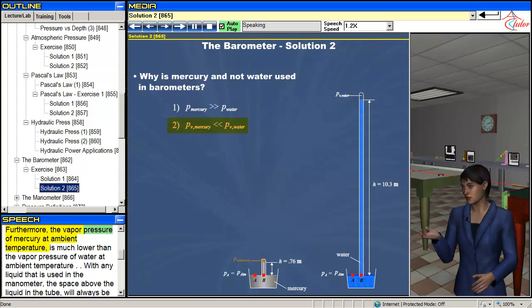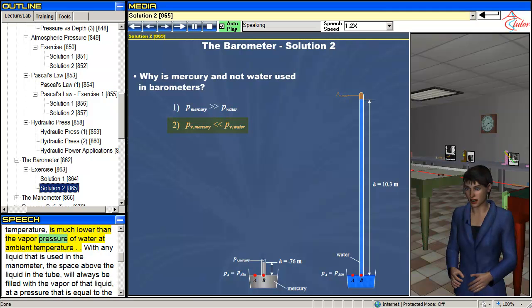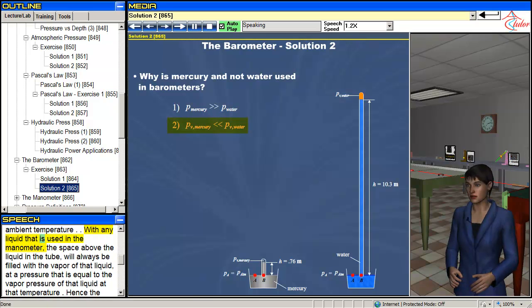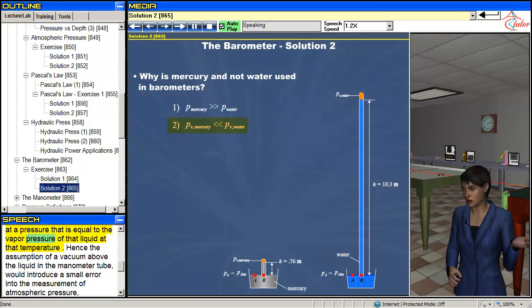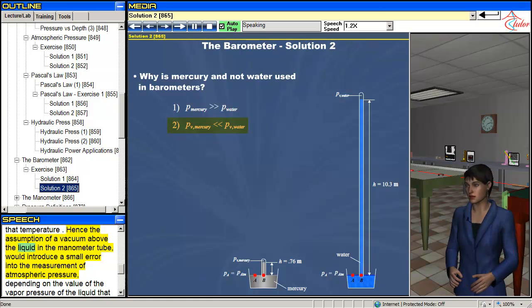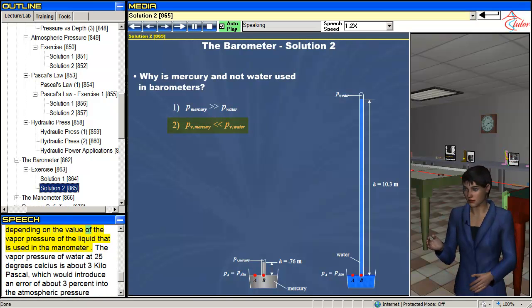Furthermore, the vapor pressure of mercury at ambient temperature is much lower than the vapor pressure of water at ambient temperature. With any liquid that is used in the manometer, the space above the liquid in the tube will always be filled with the vapor of that liquid at a pressure that is equal to the vapor pressure of that liquid at that temperature. Hence the assumption of a vacuum above the liquid in the manometer tube would introduce a small error into the measurement of atmospheric pressure, depending on the value of the vapor pressure of the liquid that is used in the manometer.